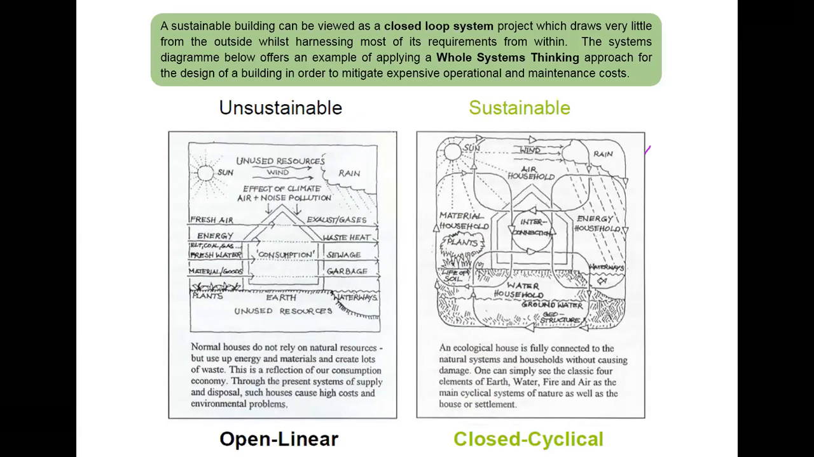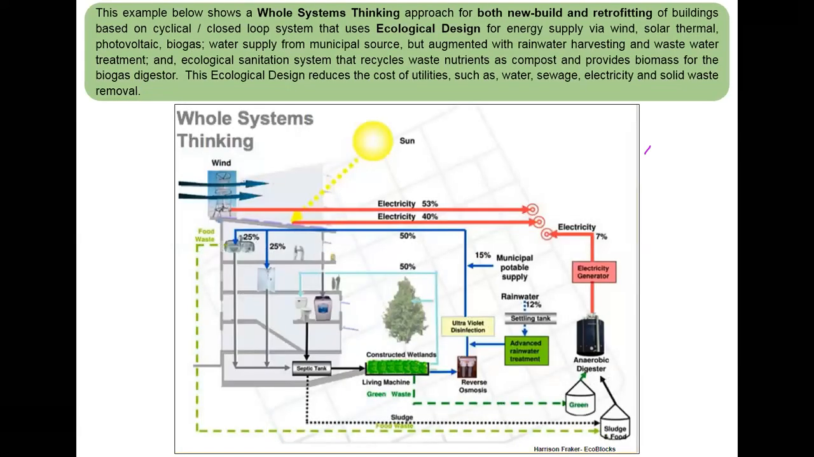So the key lesson, again, just to drum it in, is the comparison between a linear system and a closed loop system. Most buildings out there are linear systems. There's utilities coming in and waste going out. But we can actually close the loop and make them as closed loop as possible just by using a whole systems approach. And this is a nice example of whole systems thinking for a typical building.